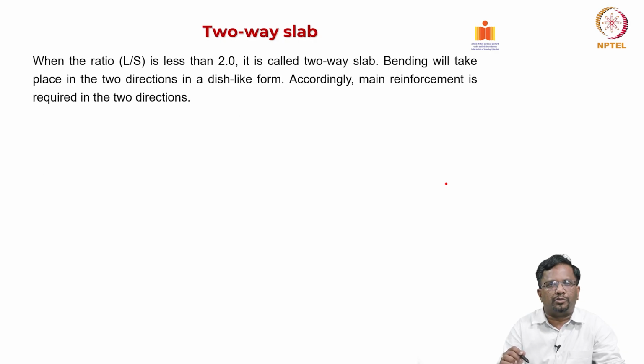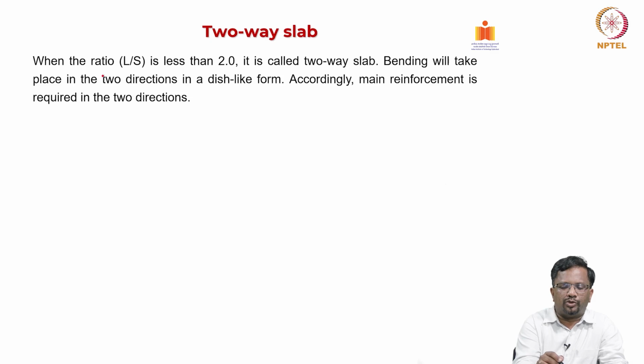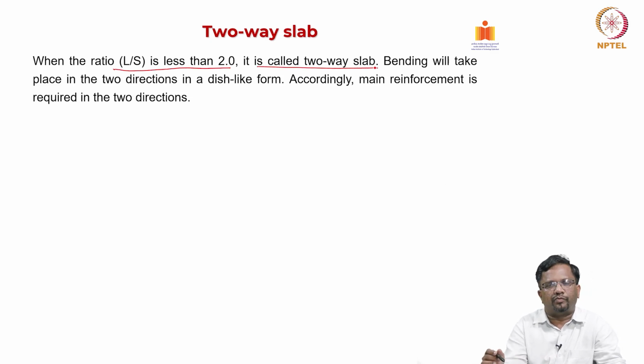Okay, now just to recap, what is a two-way slab? When the ratio of long to short is less than 2, it is called a two-way slab. For a slab panel, if you divide the longer dimension by the shorter dimension and it works out to be less than 2, it is called a two-way slab. It indicates that it has significant bending in the two orthogonal directions, and the slab panel is going to bend in the form of a dish, right. So accordingly the main reinforcement is required in two directions.